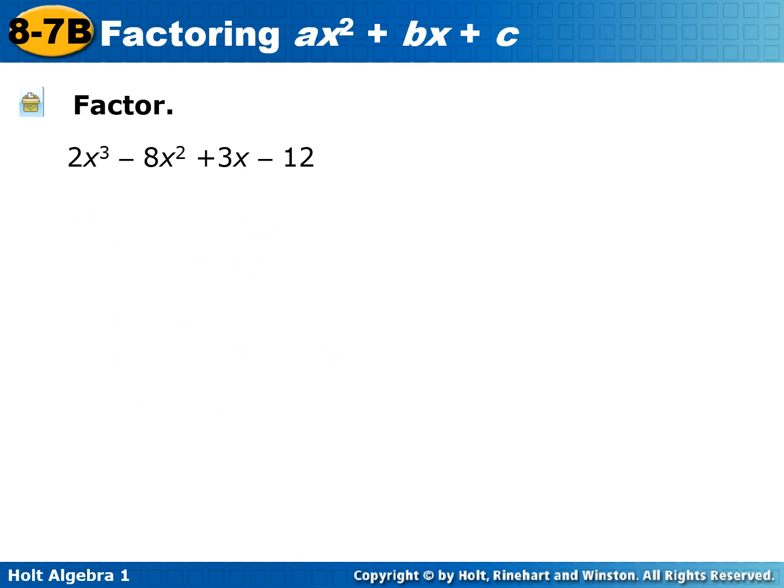Next one. 2x cubed minus 8x squared plus 3x minus 12. I can't factor anything out of it. And it has 4 terms, so I'm going to go with grouping. I'm going to take out a 2x squared. I'm left with x minus 4. I'm going to take out a 3, and I'm left with x minus 4. x minus 4 and 2x squared plus 3.